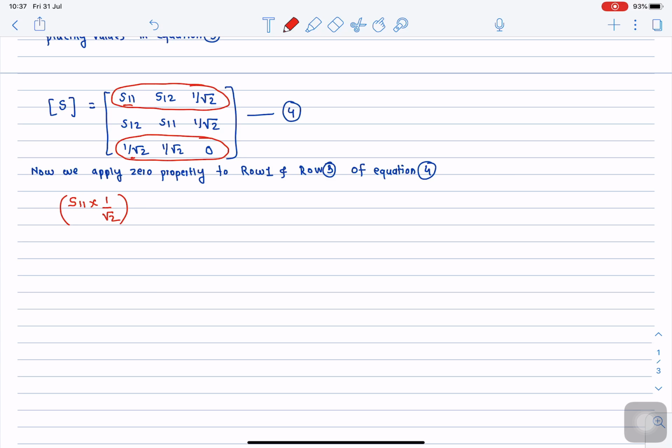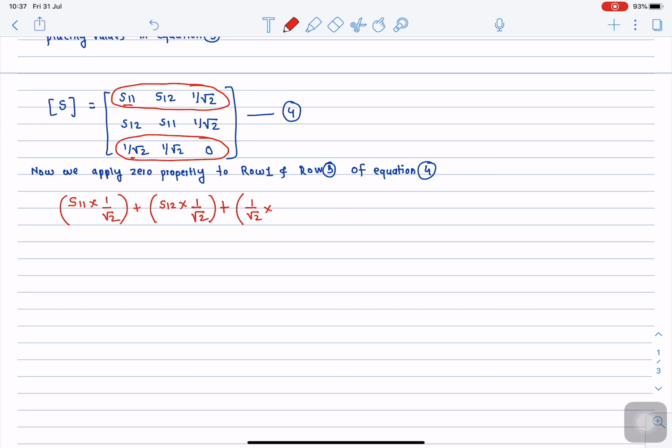Similarly, you go on taking the products of the remaining terms. Plus the second term of the first row, S12, multiplied by the second element of the third row, that is 1 by root 2 again, plus the third element of the first row, 1 by root 2, multiplied by the third element of the third row, that is 0. All this we need to equate to 0. So what does this give? S11 upon root 2 plus S12 upon root 2 is equal to 0.